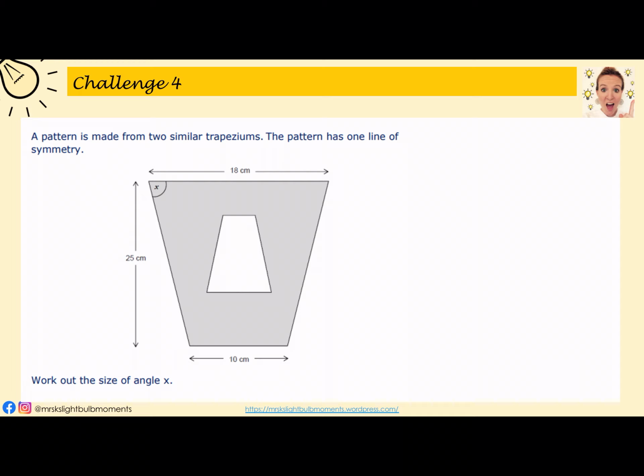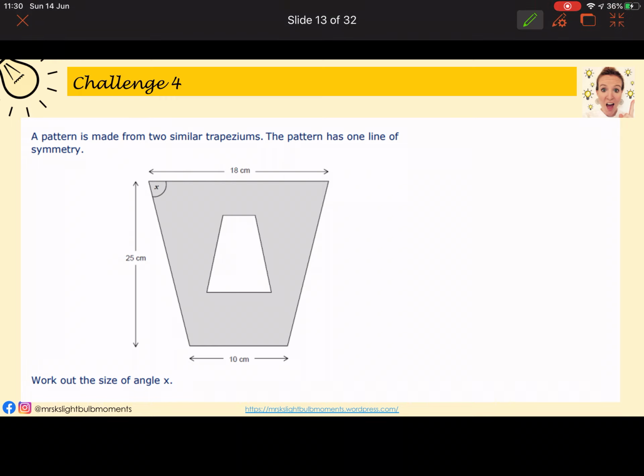All right, shall we have a look? So it's made from 2 similar trapeziums. The pattern has 1 line of symmetry. So that's just showing you it's symmetrical. Just like before when we had an equilateral triangle or an isosceles triangle and we could split it down the middle. So that's going to be really important for this, the fact we've got that symmetry. Now that means, can we see at the top we've got 18 centimetres, at the bottom I've got 10.